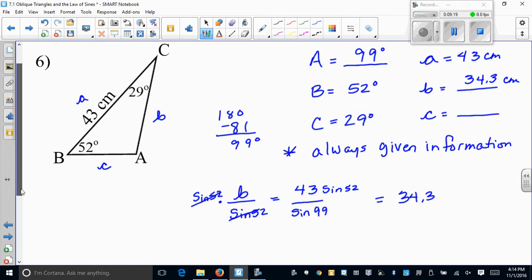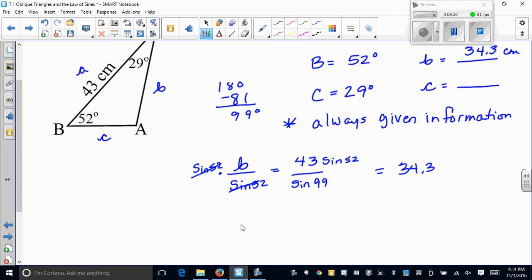And then we do the same thing for C. Little c over sine of C, which is 29, equals our A value of 43 over sine of 99. I also point out, the only thing that changed was what you're looking for. Multiply both sides by sine of 29. And then throw it into your calculator, and you get an answer of 21.1 centimeters.